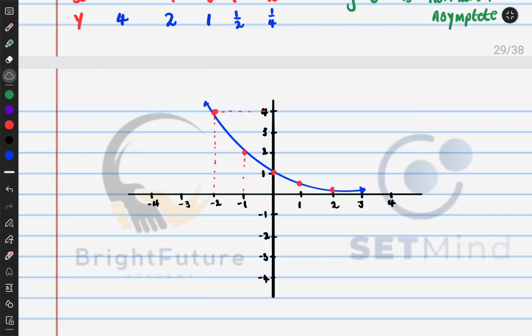So next we're going to be looking at the general equation for exponential functions. And remember that when we are dealing with general equations, that is when we have done some transformations to the function.